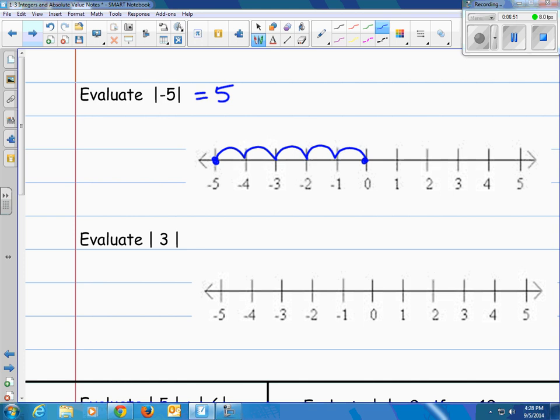Evaluate the absolute value of 3. How far away is 3 from 0? That's really what they're asking you. Well, here's 3. And it is how far away from 0? 1, 2, 3 units. There's the answer, 3.